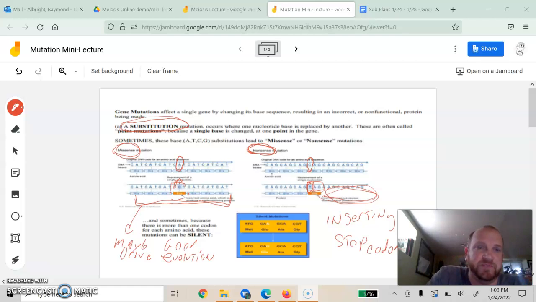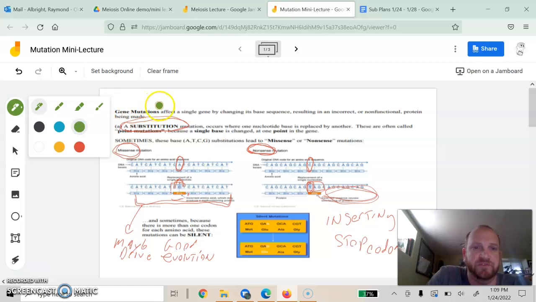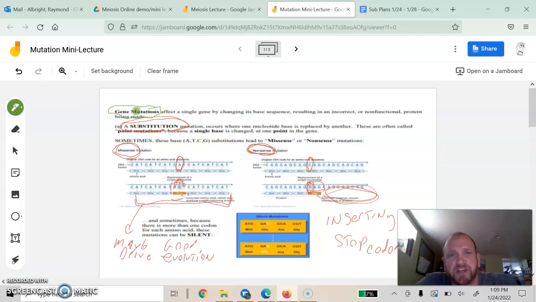Now, first, what we're going to do is we're going to focus on what is referred to as a gene mutation. So here we're looking at mutations to individual nucleotides, right? So let's take a look at the first type, which is referred to as a substitution. Now, a substitution mutation is when we have a situation where one base is swapped in for a different base, okay?